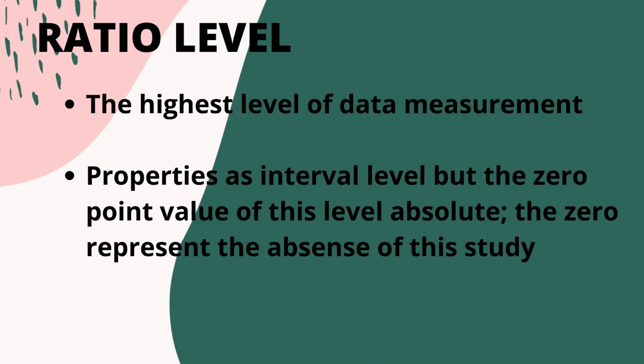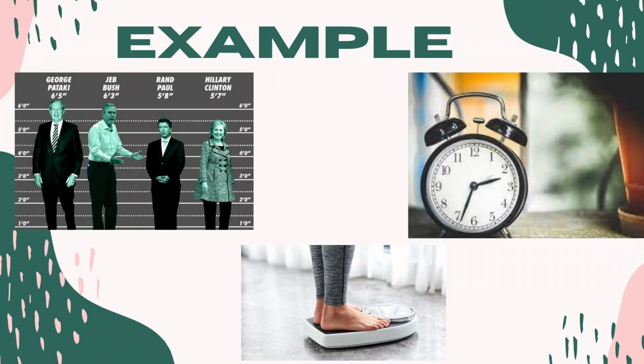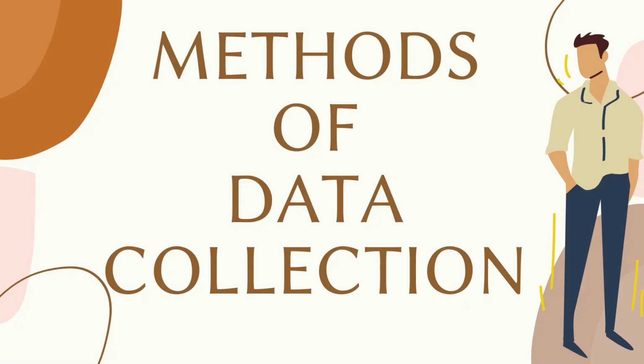The last one is the ratio level, the highest level of data measurement. It has the same properties as the interval level, but the zero point value of this level is absolute. The zero represents the absence of the thing being studied. Examples are height, weight, and time. The next topic is methods of data collection.